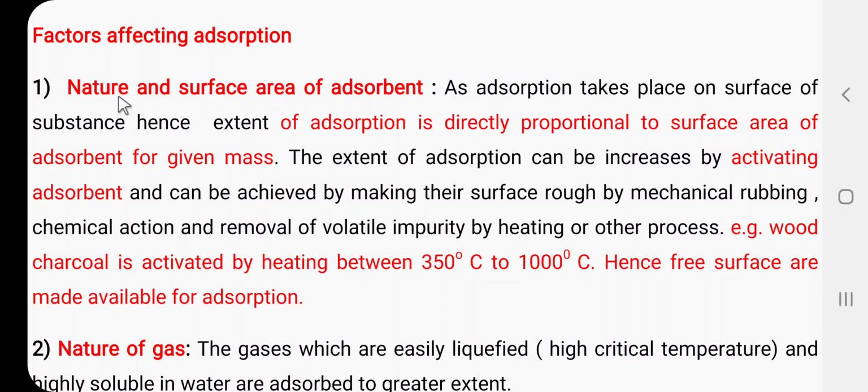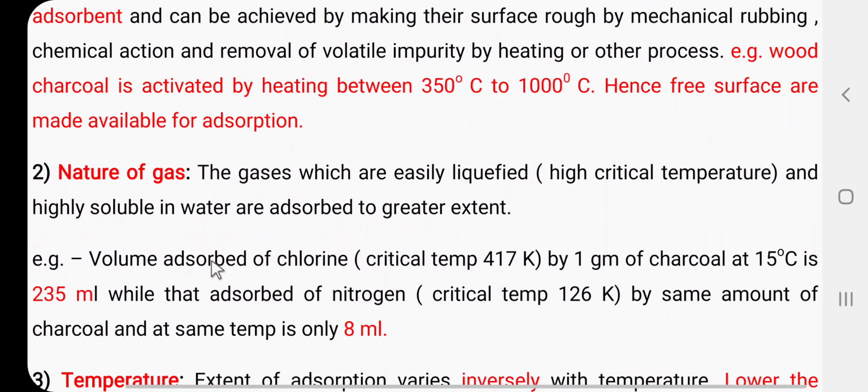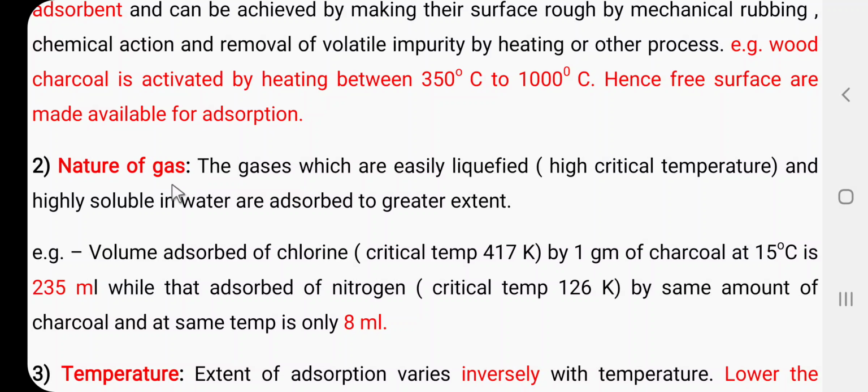So the first factor is the nature and surface area of the adsorbent. Generally, if more surface area is available for adsorption, the rate of adsorption is more, and if the surface area of the adsorbent is activated, again the rate of adsorption is more. Then the second factor is the nature of the gas.